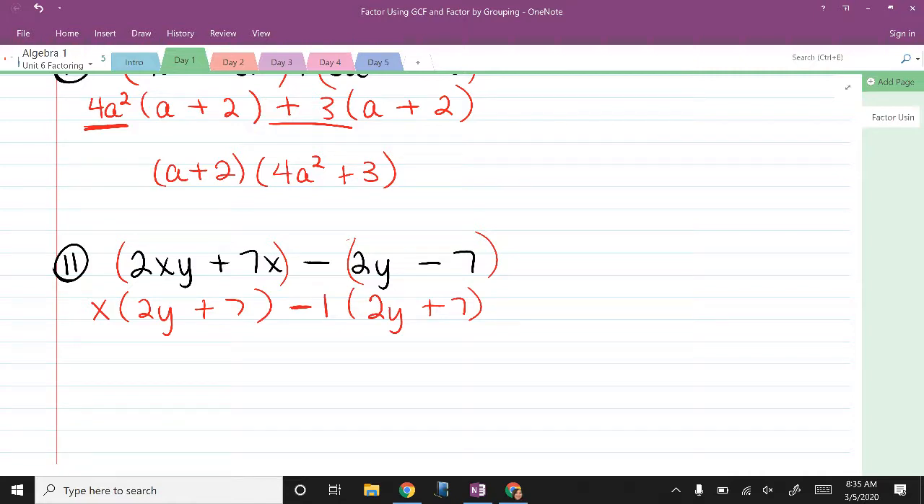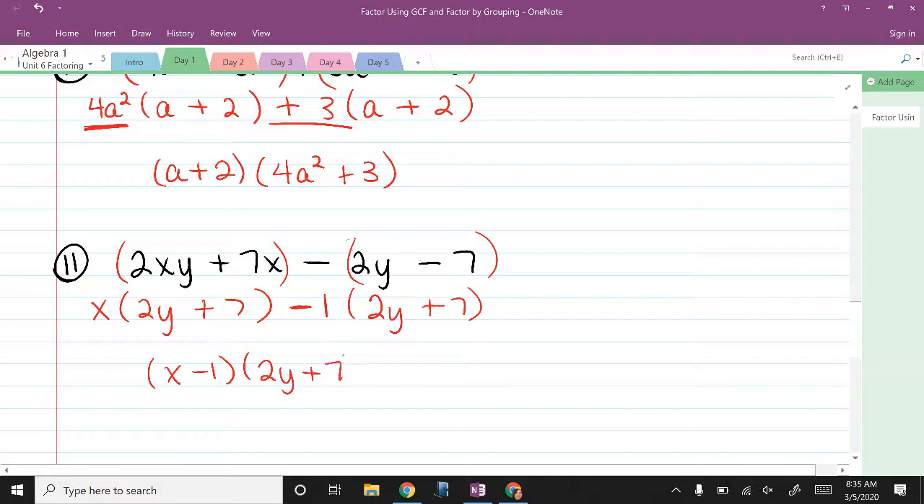So what are my two binomials then? X minus 1 and 2y plus 7. And it does not matter if I put the 2y plus 7 in front of the x minus 1 or after. Okay? Because multiplication is what we call commutative, meaning you could swap the order. 2 times 4 is the same thing as 4 times 2, right? Okay, so you can swap the order of your two binomials. Just gotta make sure what's inside the binomials is correct. Got it? Any questions on that one? Factor by grouping is easy, isn't it?